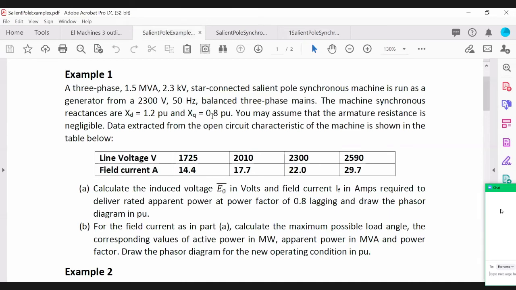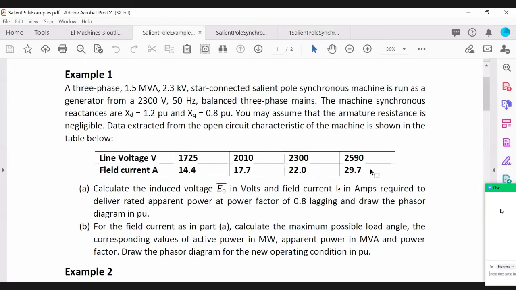In this particular question, they are neglecting the armature resistance. And they've also given you the open circuit characteristic of the machine, showing how the induced voltage changes when you vary your field current.